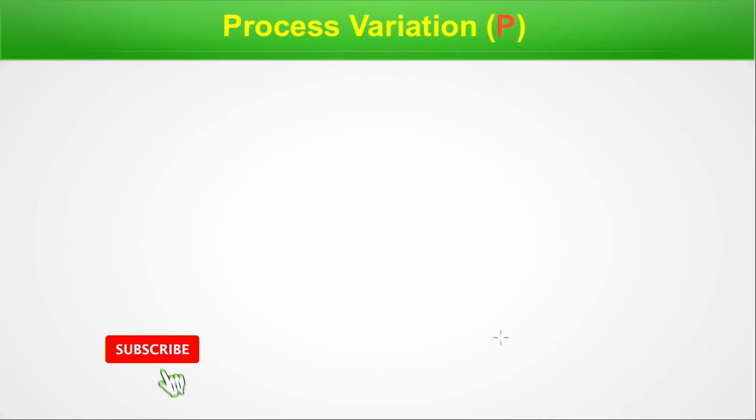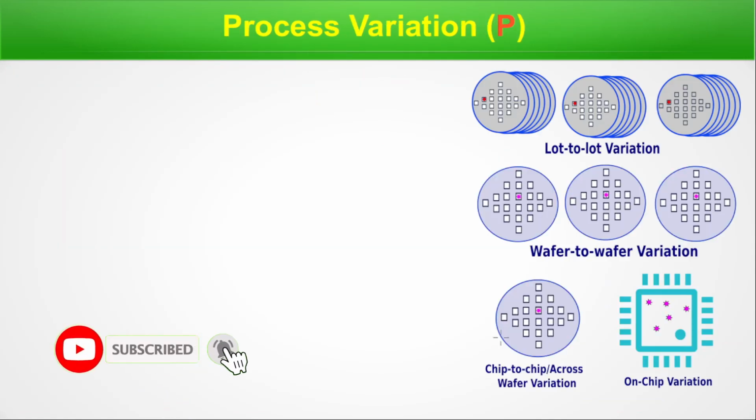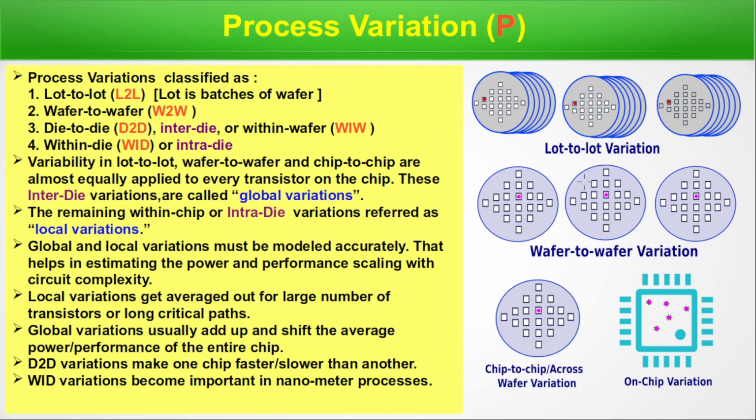Now process variation. Here we can see lot to lot variation, wafer to wafer variation, chip to chip or across wafer variation, and on chip variation. So we will now understand what these things are. Process variations can be classified as lot to lot, that is L to L, wafer to wafer, W to W, die to die, that is D to D, inter die, or within wafer, that is WIW, and within die, WID or intra die. Now let's understand in a little more detail.